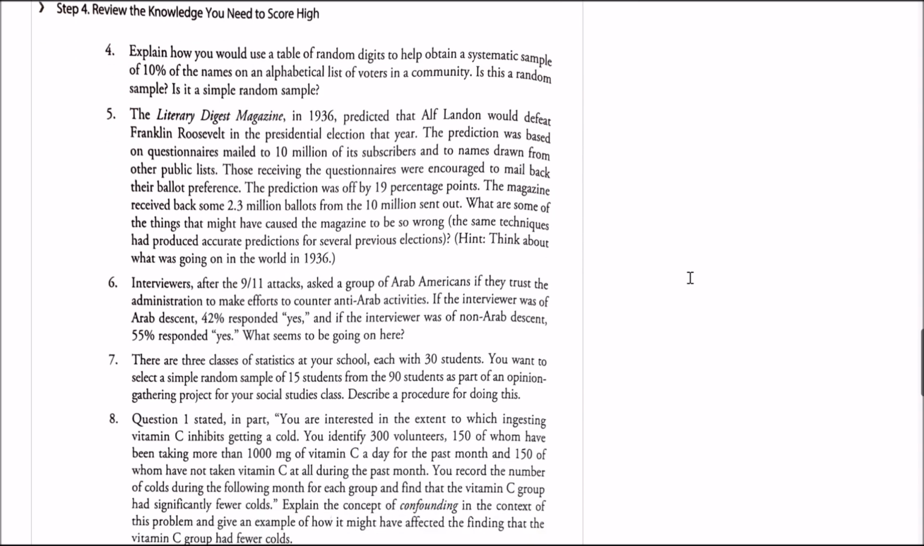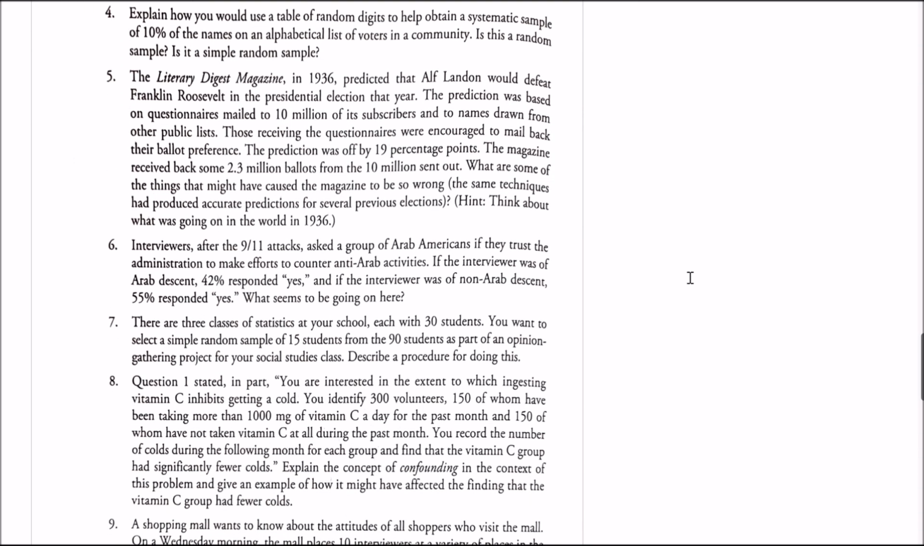All right, so number 4: explain how you would use a table of random digits to help obtain a systematic sample of 10% of the names on an alphabetical list of voters in a community. Is this a random sample, or is it a simple random sample?